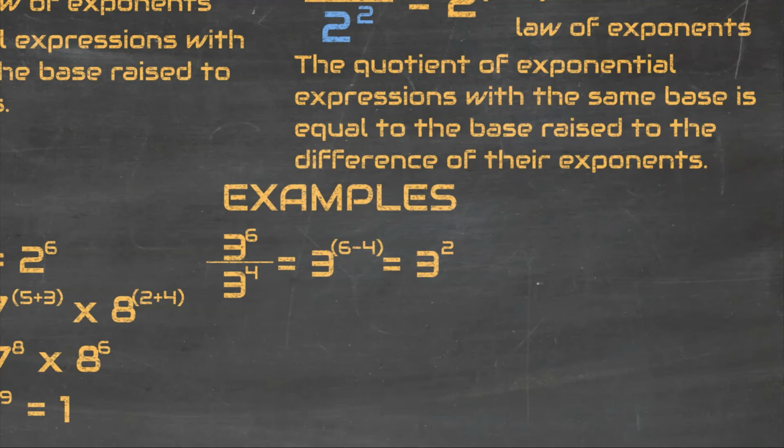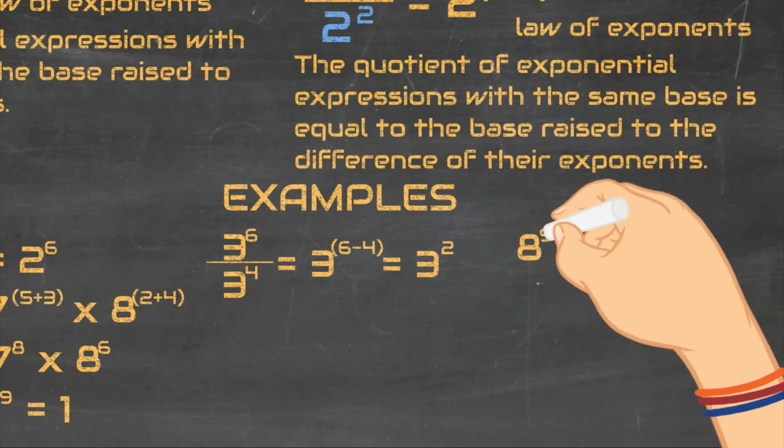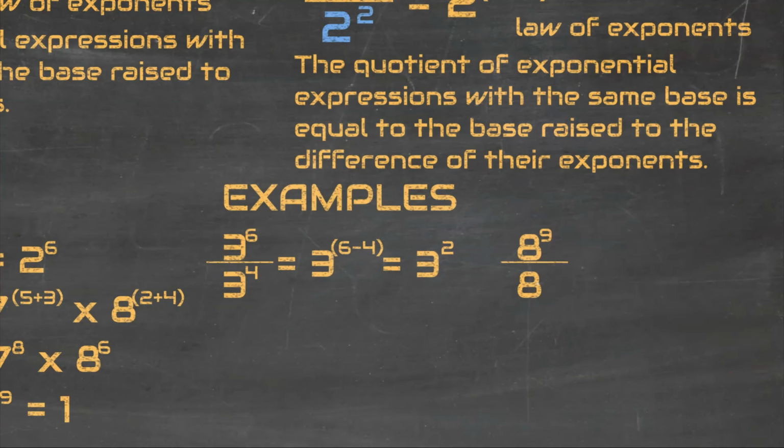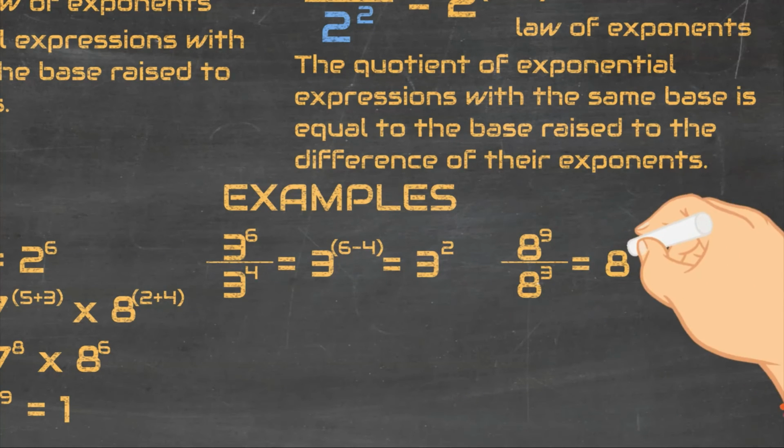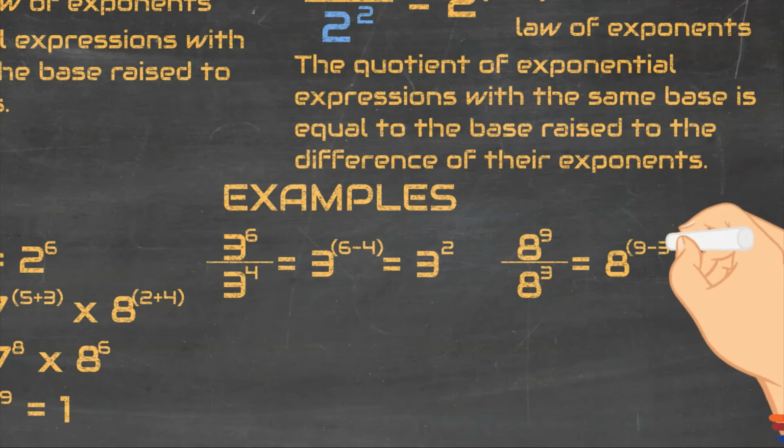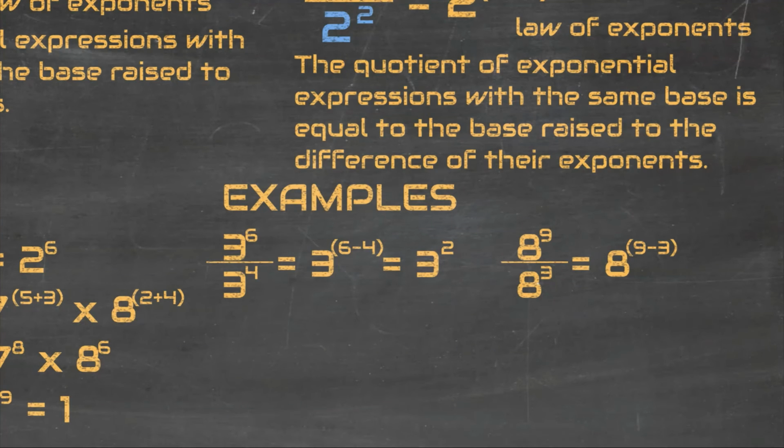Next, 8 to the 9th power divided by 8 cubed. 8 to the 9th power divided by 8 cubed equals 8 to the power of 9 minus 3. 9 minus 3 equals 6. 8 to the 9th power divided by 8 cubed is therefore equal to 8 to the 6th power.